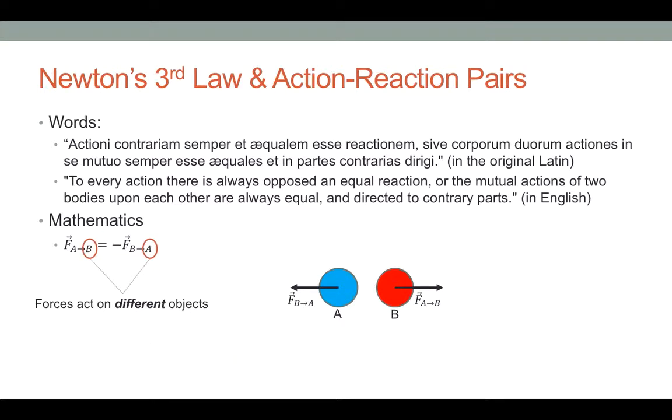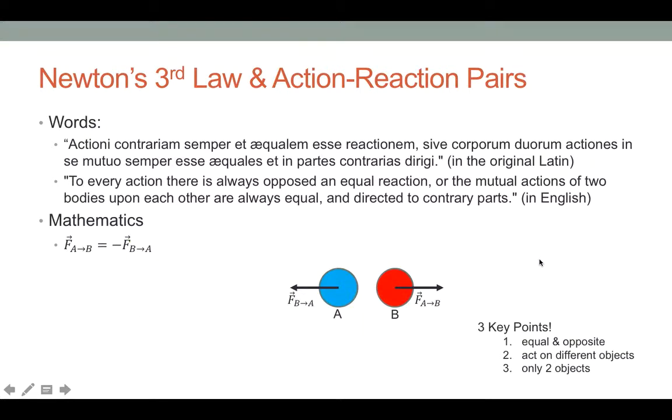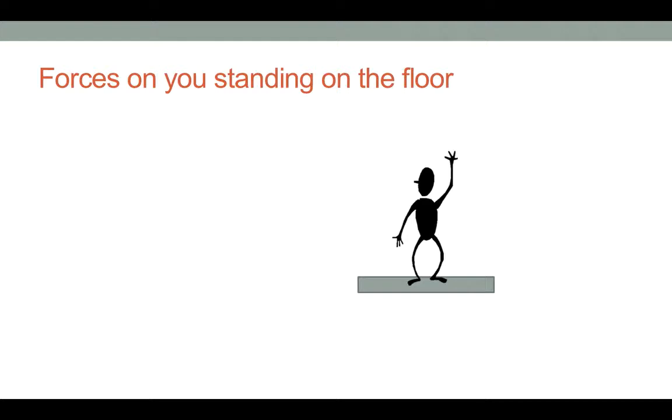However, there's two other things to remember. First is that the forces are always on two different objects. One is acting on object B, the other is acting on object A. They are not forces acting on a single object. Another thing is that there are exactly two objects involved. He's talking about the mutual actions of two bodies upon each other. There's no third body involved. So the three key points to bear in mind when we're talking about Newton's third law is the thing everyone remembers, the equal and opposite part. The two other things you have to remember is that the forces are in different objects and there are only two objects involved.